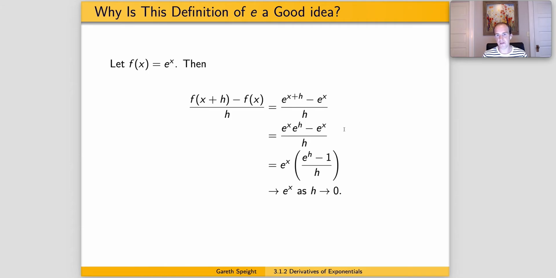And then we notice that both of the terms on the top contain an e to the x. So we can factor out an e to the x, we get e to the x times e to the h minus 1, divided by h. And then the term involving h is exactly what we said should tend to 1 on the previous slide. So if we take the limit as h goes to 0, this second term goes to 1, and we just get e to the x in the end. So we see that having this limit was exactly so that the derivative of e to the x would be e to the x.